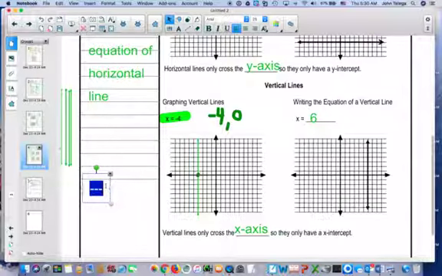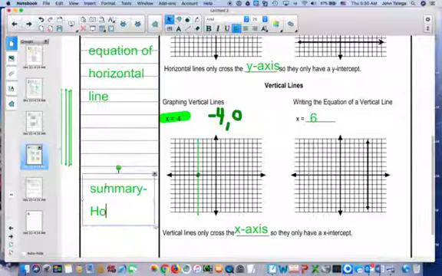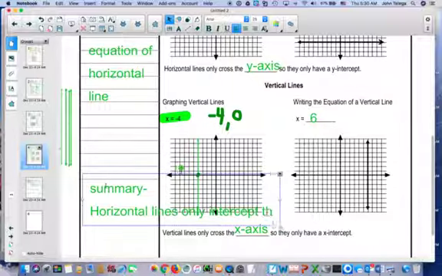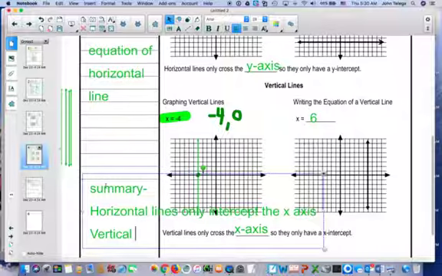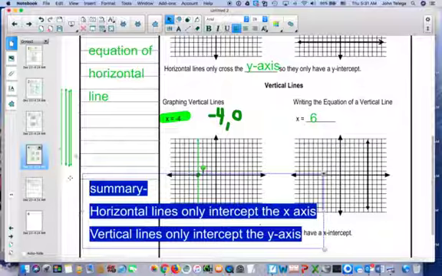To summarize, we said that horizontal lines only cross the x-axis, vertical lines the y-axis. I'll make that neater.